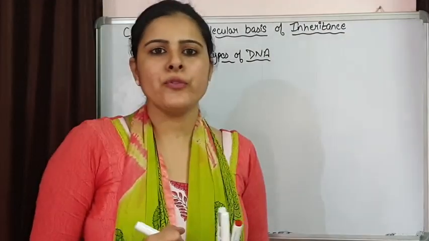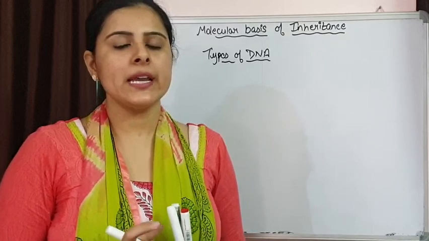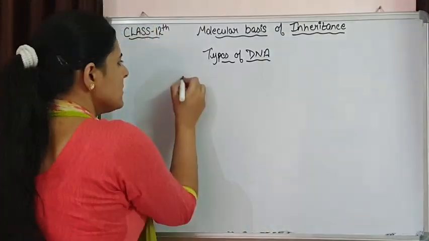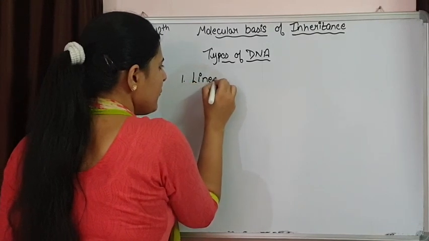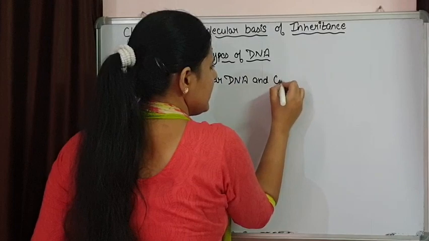Starting with the types of DNA, let's discuss the different types of DNA that are present in prokaryotic and eukaryotic cells. So we have two types of DNA, that is linear DNA and circular DNA.